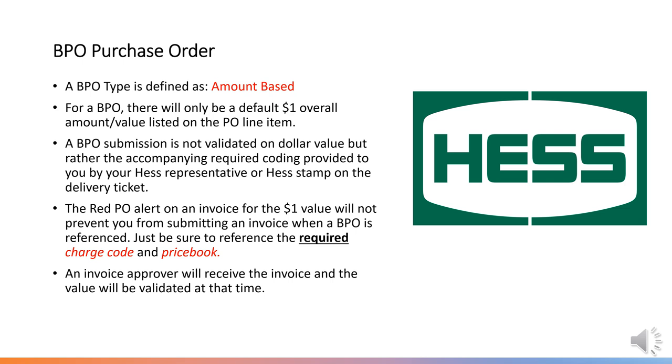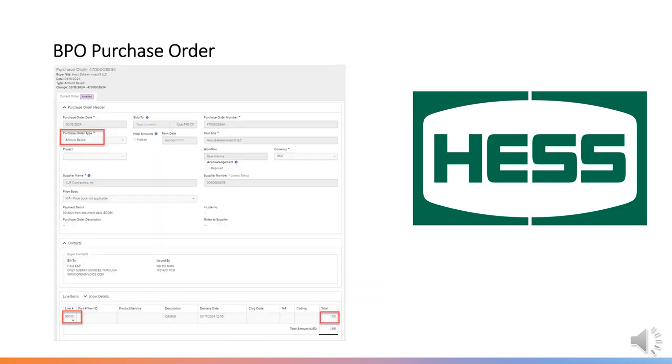The red PO alert on an invoice for the $1 value will not prevent you from submitting an invoice when a BPO is referenced. Just be sure to reference the required charge code and price book. An invoice approver will receive the invoice and the value will be validated at that time. In this screenshot, the purchase order type and total amount is highlighted so you can easily find it on the electronic purchase order when doing a PO search in Open Invoice.